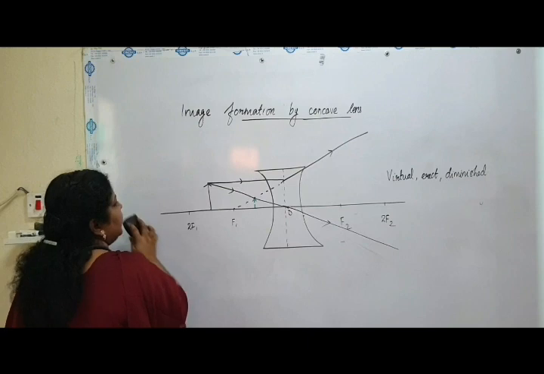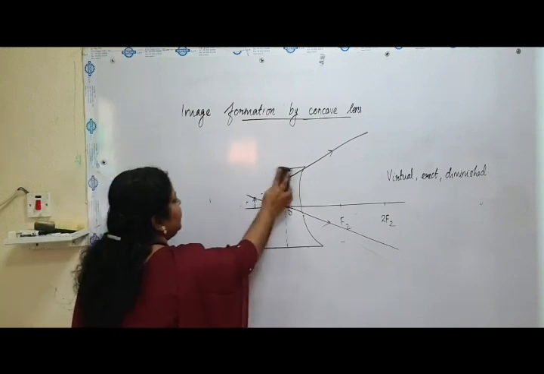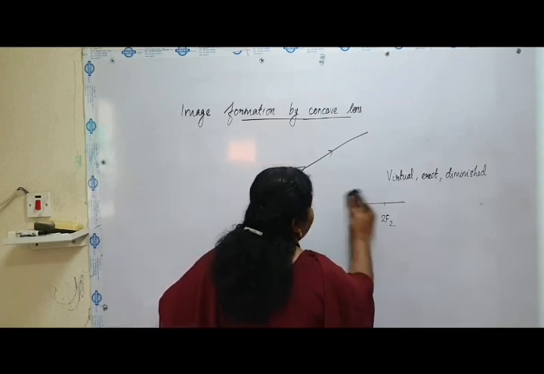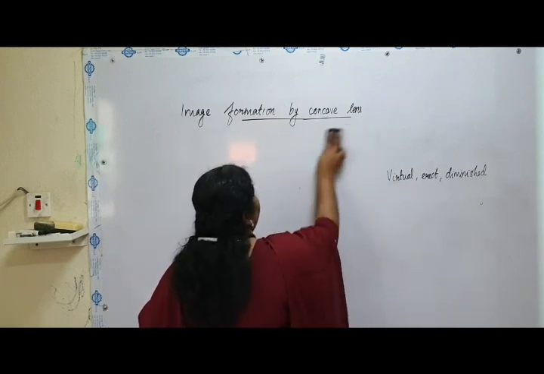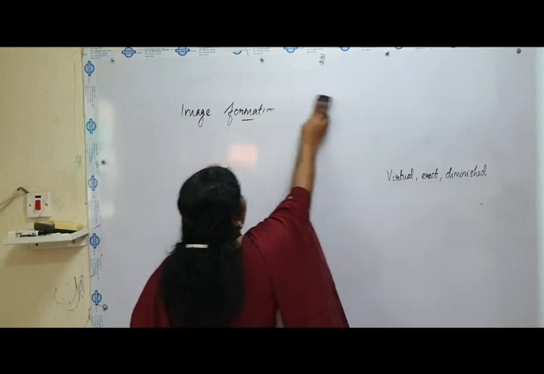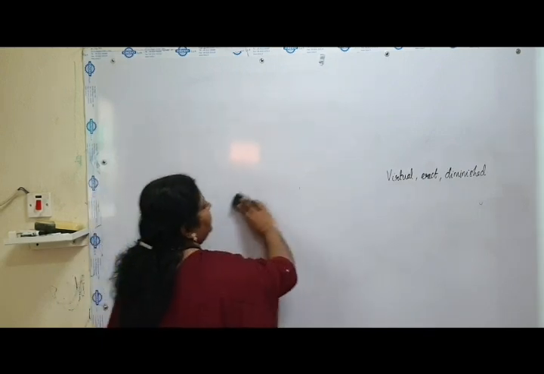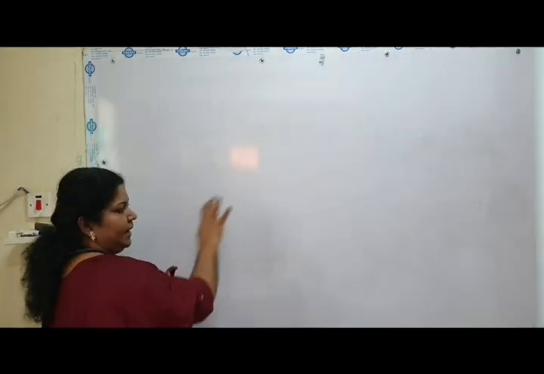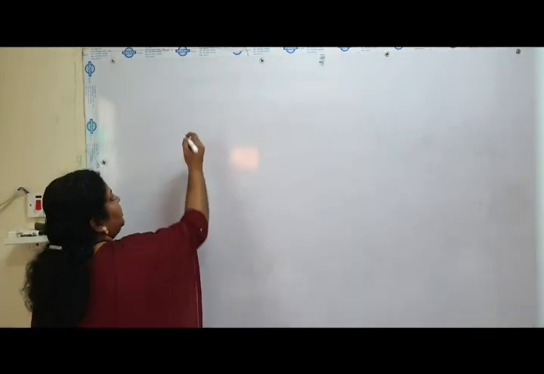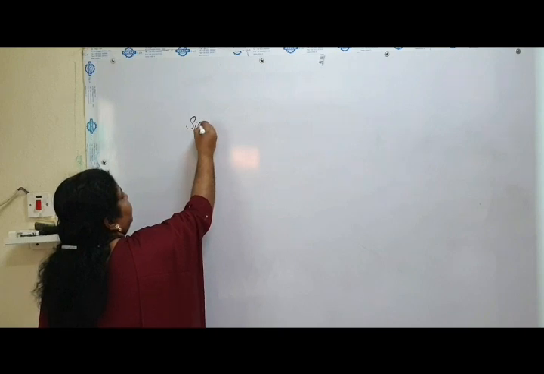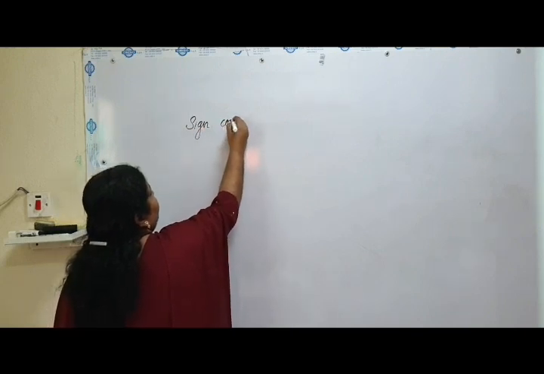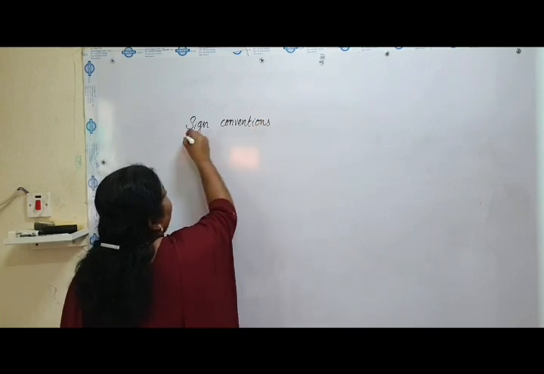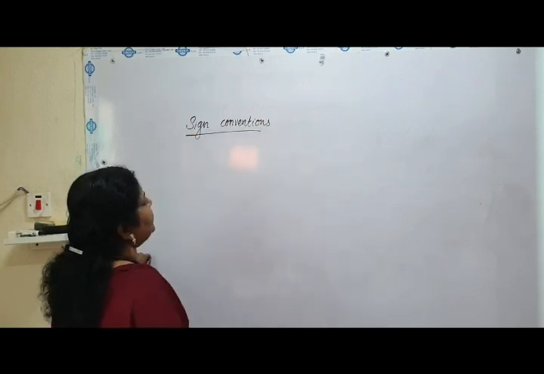Now we are going to see the sign conventions. Sign conventions we have already learned for the case of mirror. The same sign convention is applicable here. So here we are keeping always the object towards the left of the lens, so the light ray is in the right direction. So, sign conventions.